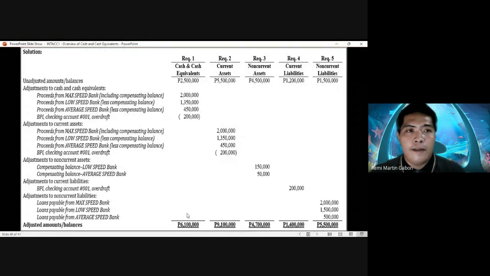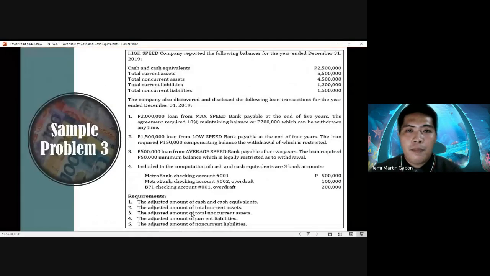Ito solution natin. So sabay-sabay lahat ng information kanina 1 to 4, then specify adjustment to cash, adjustment to current asset, adjustment to non-current asset, then adjustment to current liabilities, and adjustment to non-current liabilities. So yan. Balikan natin ang problem. Yung 2 million loan, yan yung liability natin, yung buong 2 million. Okay? 10% niyan is compensating balance. So therefore, the difference of 1,800,000, yan lang yung cash proceed.